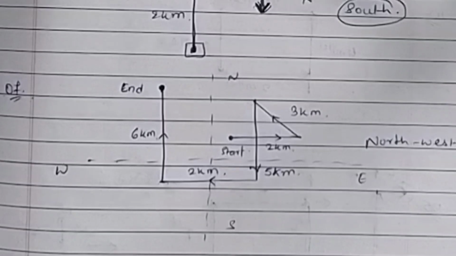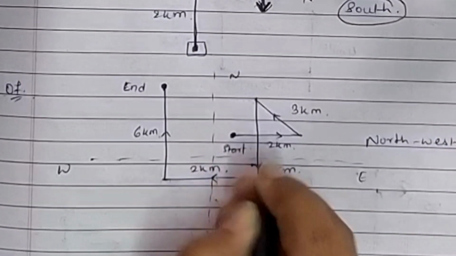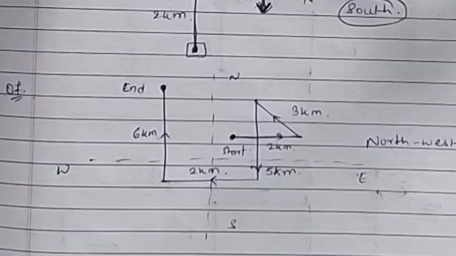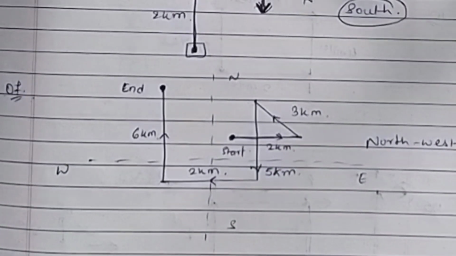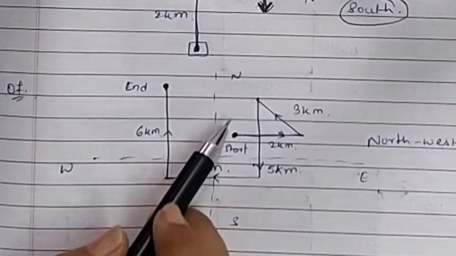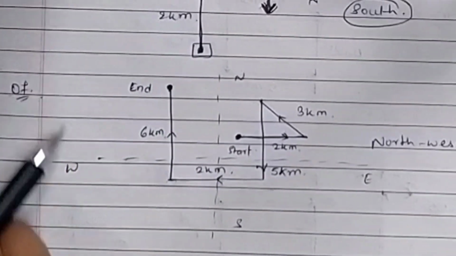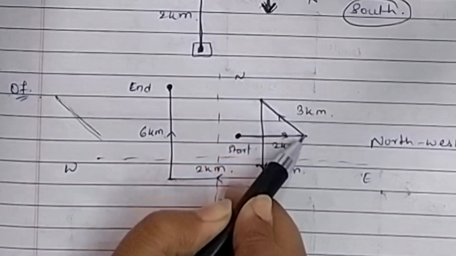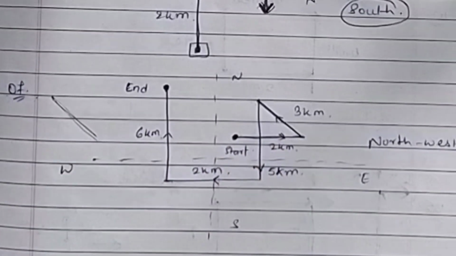Now the question is saying basically that Roy walks 2 kilometers to east. So we are taking this as a starting point, and Roy started walking in the eastward direction, and approximately 2 kilometers he walked in that direction. Then he turns northwest and walks for 3 kilometers. So if we take it that way, then northwest will be this direction. So he took the northwest direction and walks for 3 kilometers.